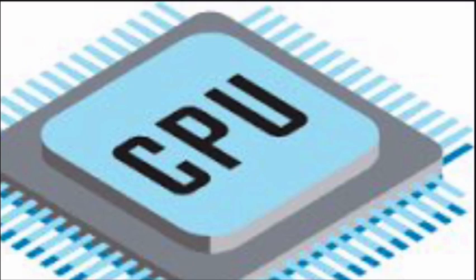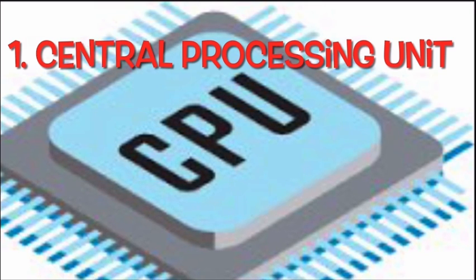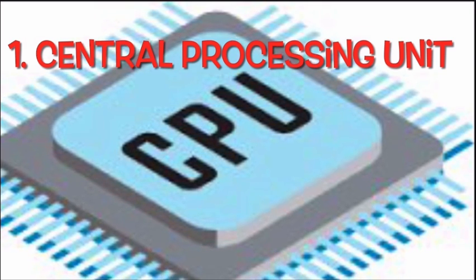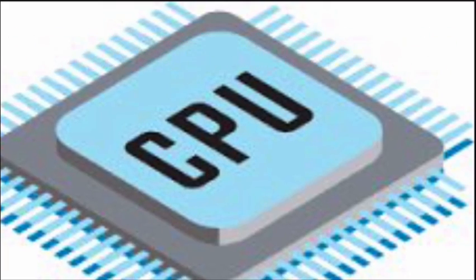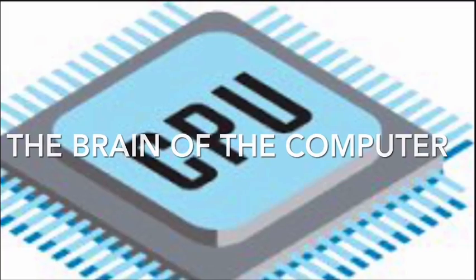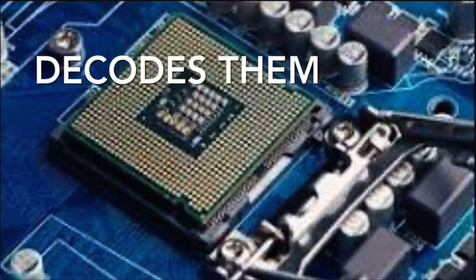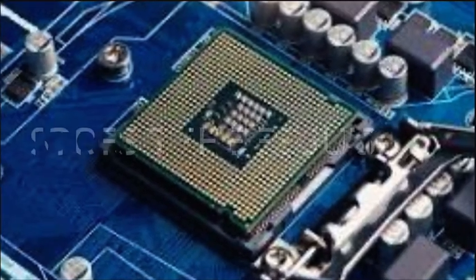Today, let's delve into computer hardware, which is the term used for physical components of a computer. One, central processing unit or CPU, is the primary component of computer hardware responsible for executing instructions and performing calculations. Often referred to as the brain of the computer, the CPU processes data by fetching instructions from memory, decoding them, executing the necessary operations, and then storing the results.